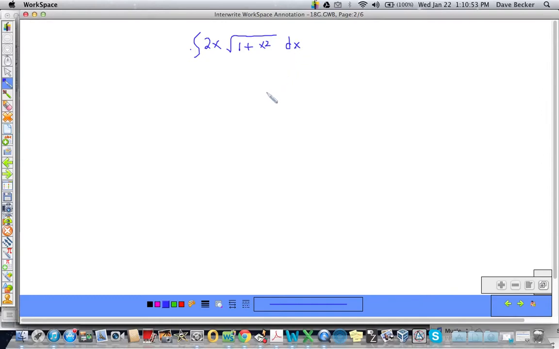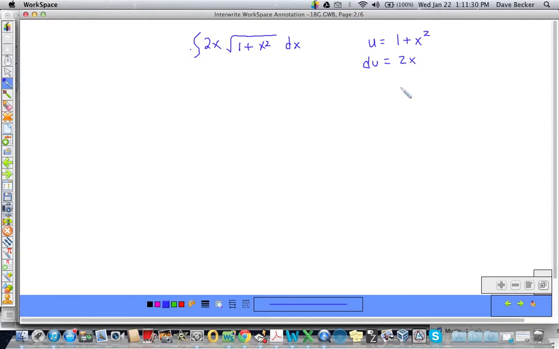So what we're going to do is called substitution, to make the integration easier. There is a strategy to this, and you will get better at it as you do more and more of these. Now, I'm going to choose to let u equal 1 plus x squared. And then I'm going to take the derivative of it. The derivative of u is equal to 2x.